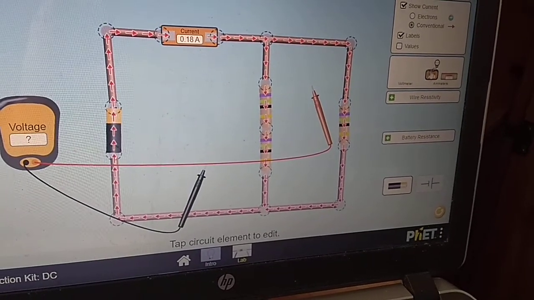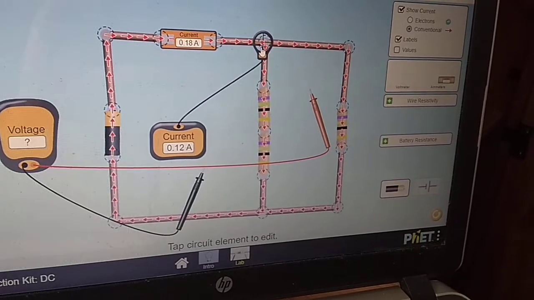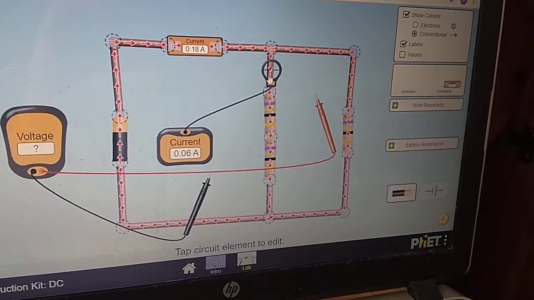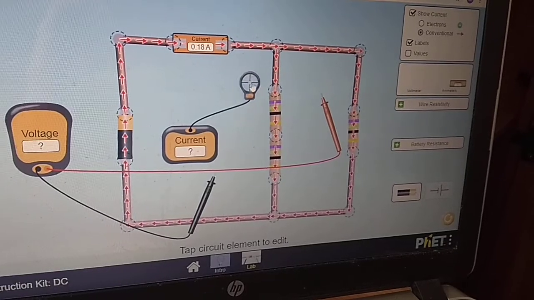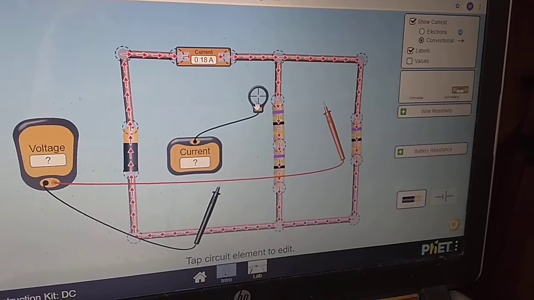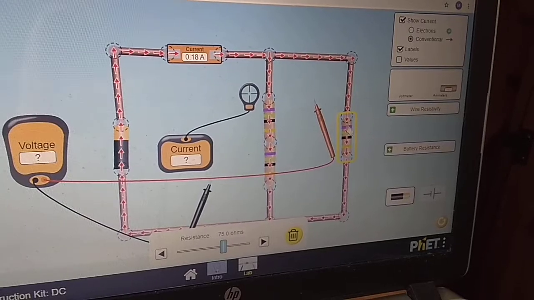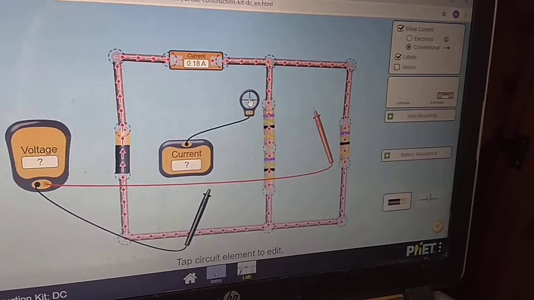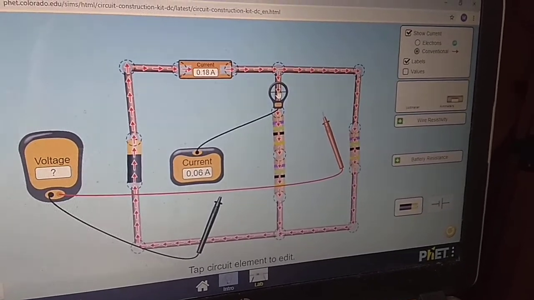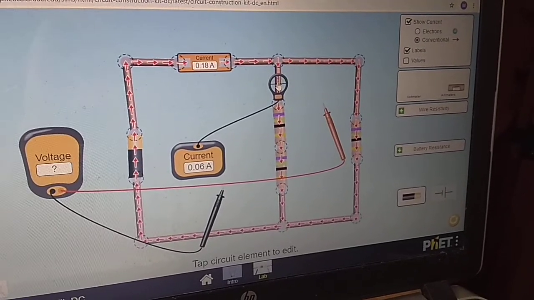I'm going to go check the current in a few other places, so let's drag this over. This is 0.18. As soon as we get past that junction, it's now 0.12, and this should be 0.06. And if you notice, more current will go to the branch that has less resistance. The resistance of this branch is 150 ohms. The resistance of this branch is simply 75 ohms. So what we have here is more resistance for a parallel circuit means that there's going to be less current there.